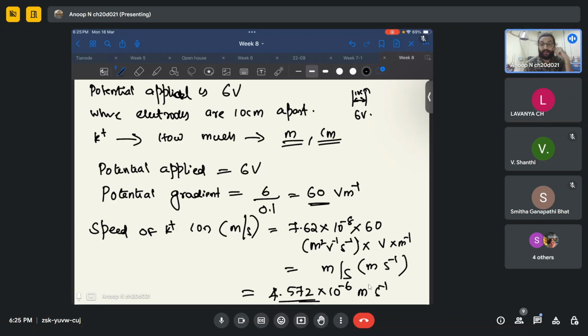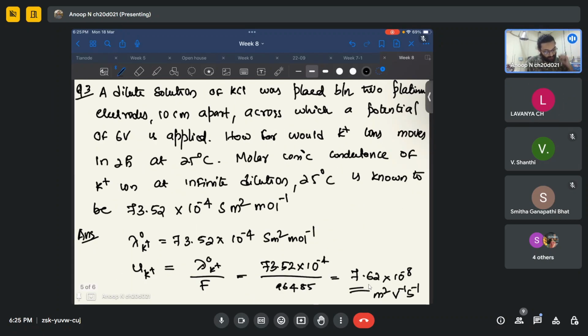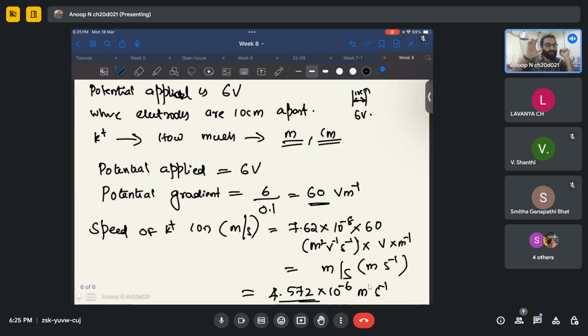No, it is not ionic mobility. Ionic mobility we have calculated from ionic conductance. So this is the value, and you see the unit is meter square per volt per second. Due to the potential gradient we applied, it is moving, so we account for that by calculating the potential gradient. Potential gradient is nothing but potential applied per meter or centimeter. Here, since the other units are in meter, I am converting into meter.